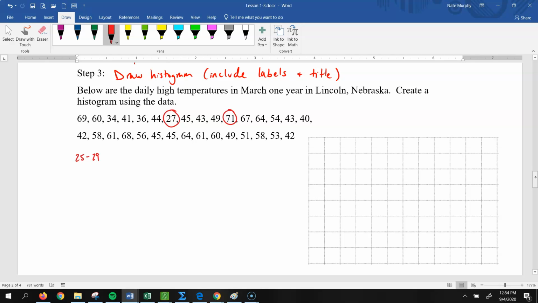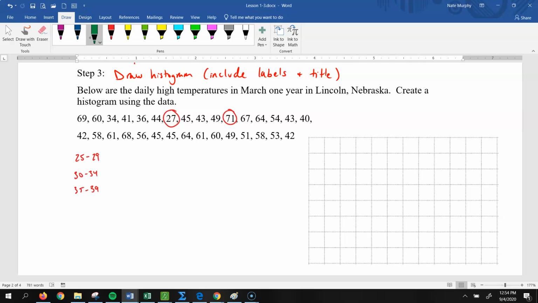Again, if you don't believe me, count on your fingers. 25, 26, 27, 28, 29. Yeah, 5 numbers. So the next bin would be 30 to 34, then 35 to 39, and so on. You want to make sure you keep going until you get to the end, which the last bin would be from 70 to 74. And then what you're going to do is you're going to go through and you're going to count up.